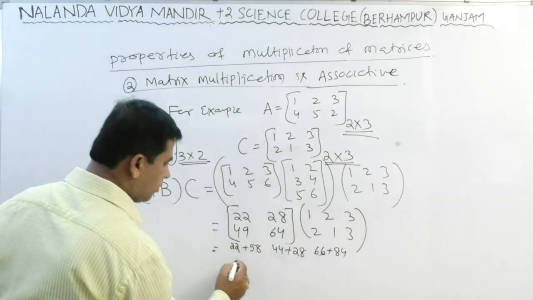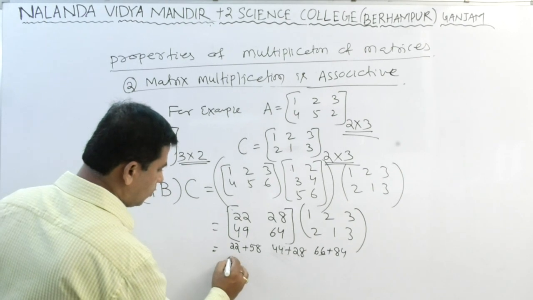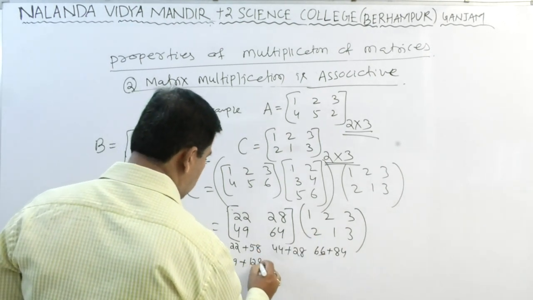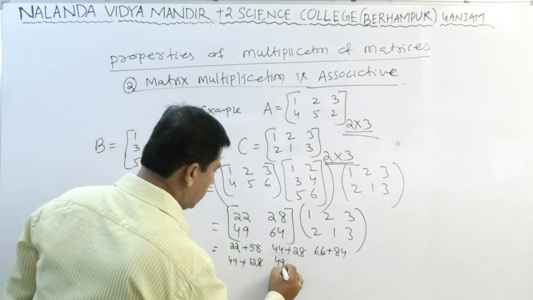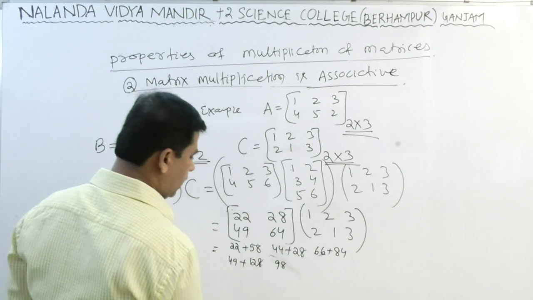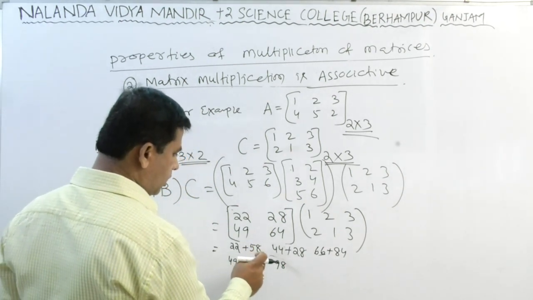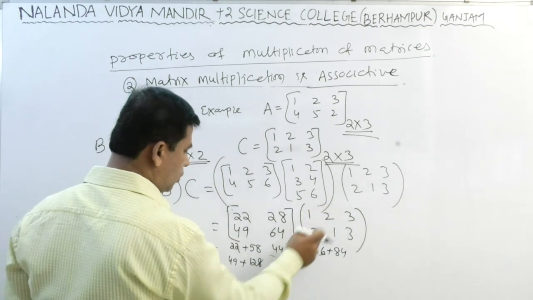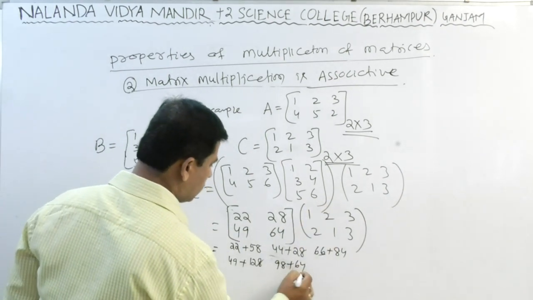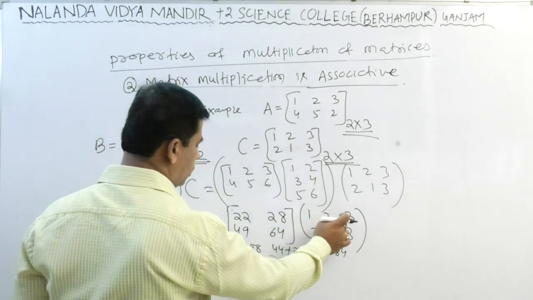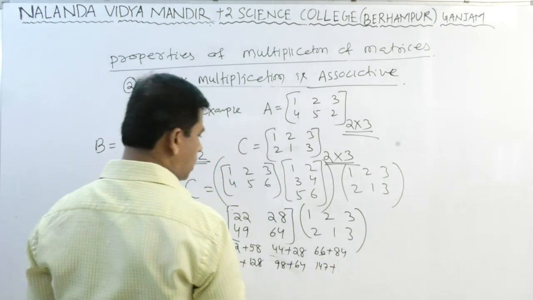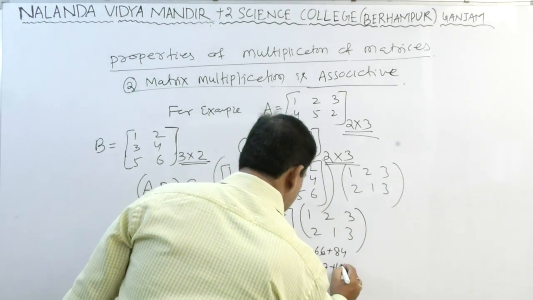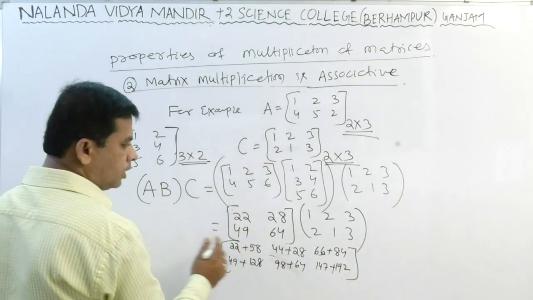Okay. Now second row, first column: 49 plus, sorry, 64 into 2. That is equal to 128. Second row, second column: 49 into 2, that is equal to 98, plus 64 into 1, 64. Then second row, third column: 49 into 3, that is 147, plus 64 into 3, that is equal to 192. This is our AB into C.